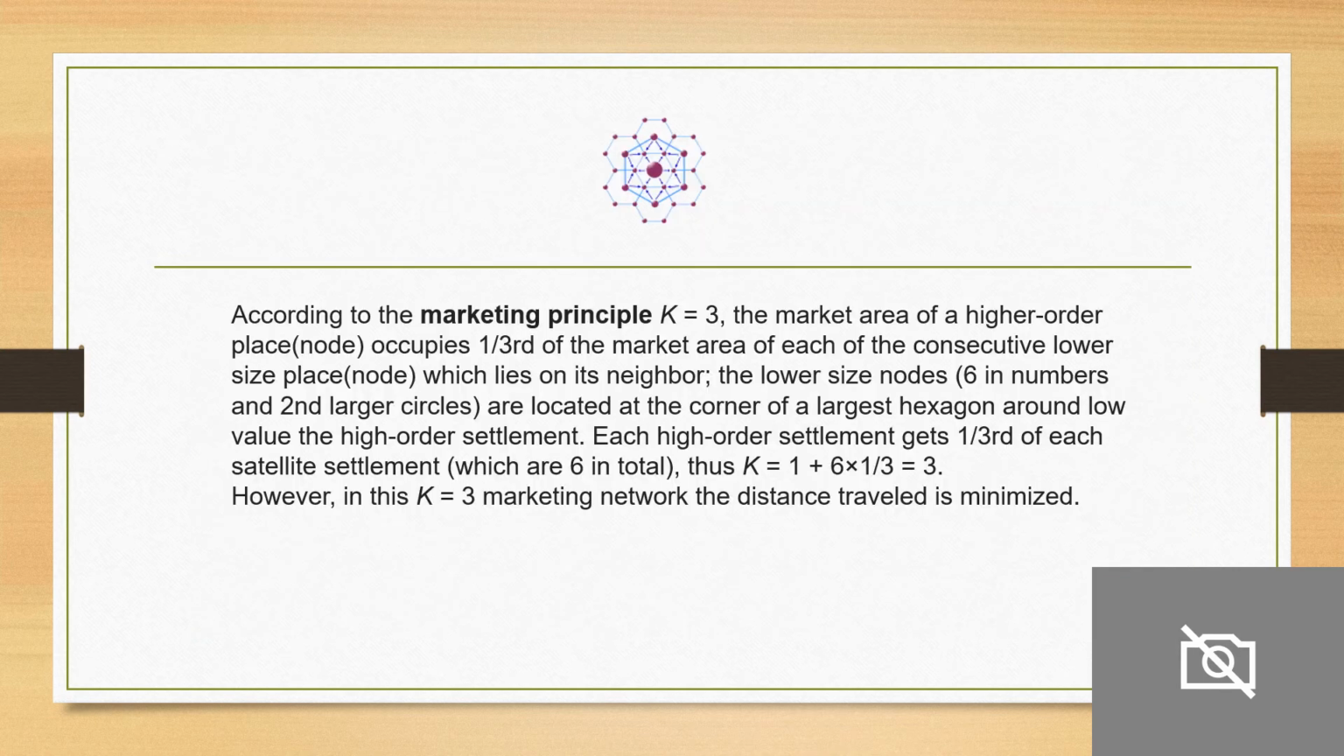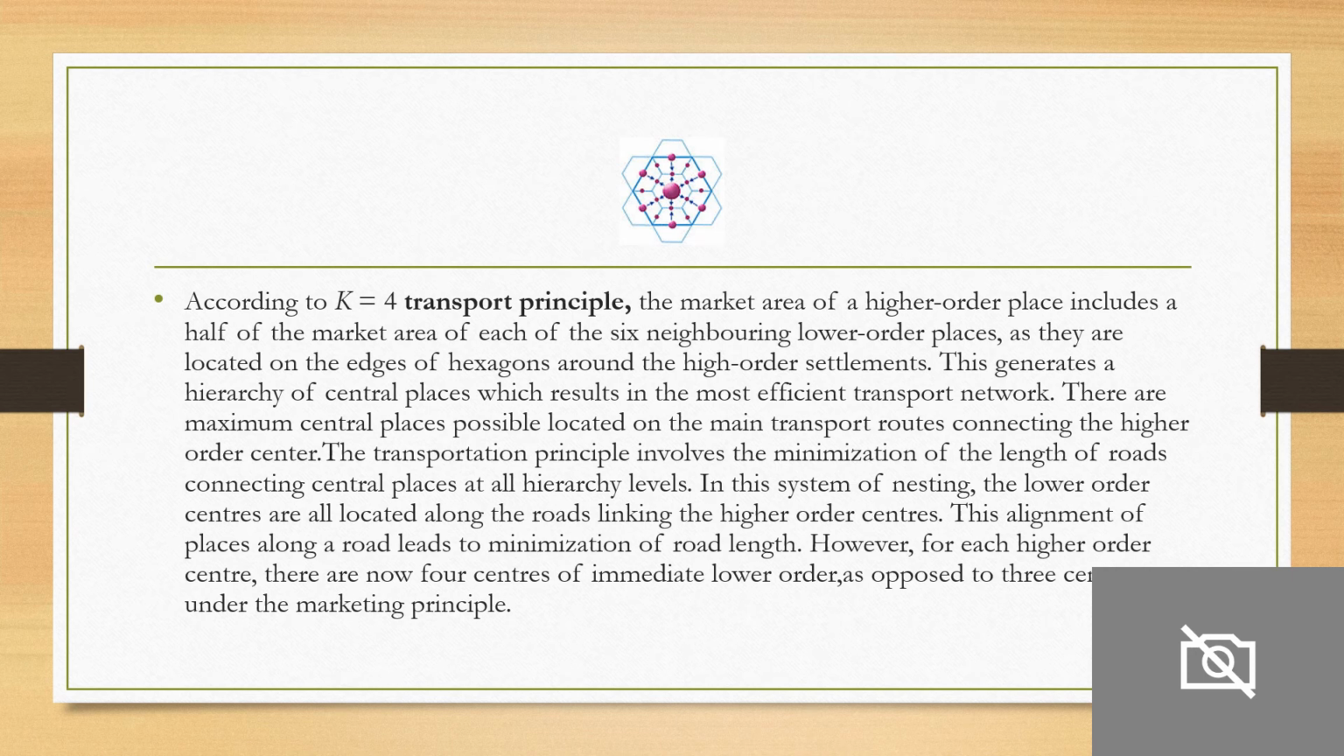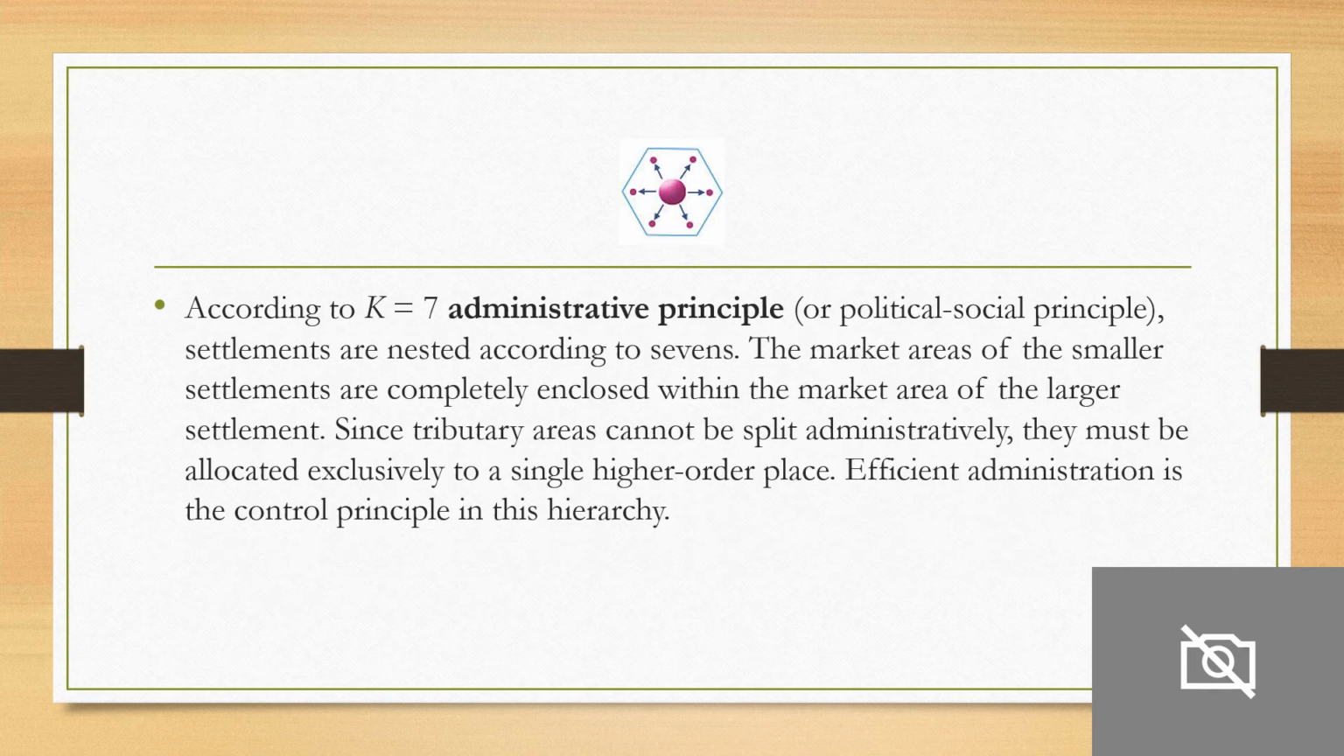To explain his hexagons, he has given three principles. First is the marketing principle, which he calls K3, and he's explained it is in the ratio of 1/3 of the total settlement. He talked of the transport principle, in which the market area is of a higher order, and he calls it K4. And the third is the administrative principle, which he calls K7, which is the political and the social principle, in order to explain how the high order places are administratively controlled.